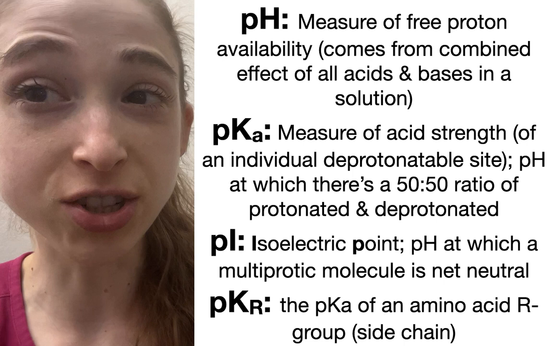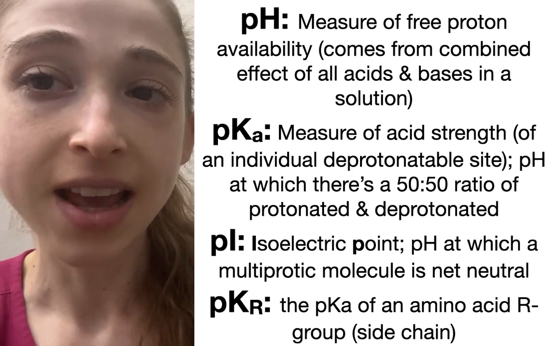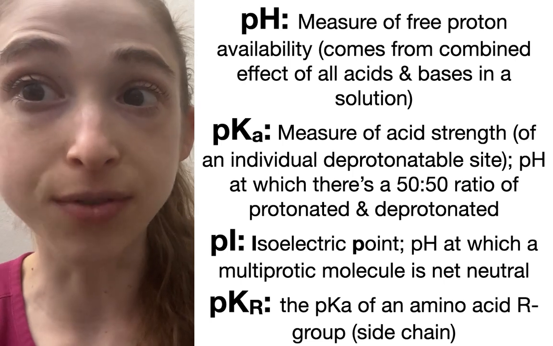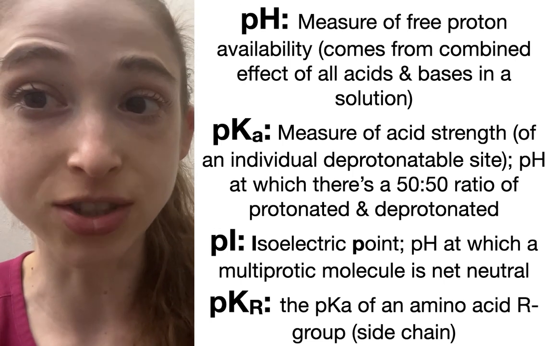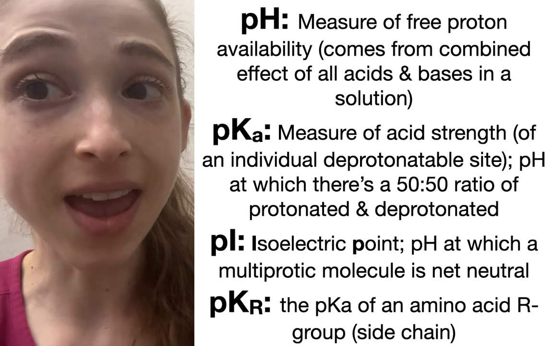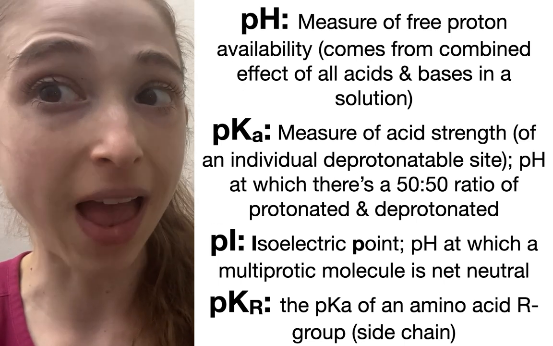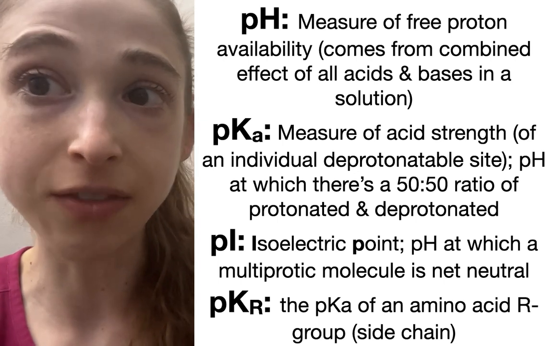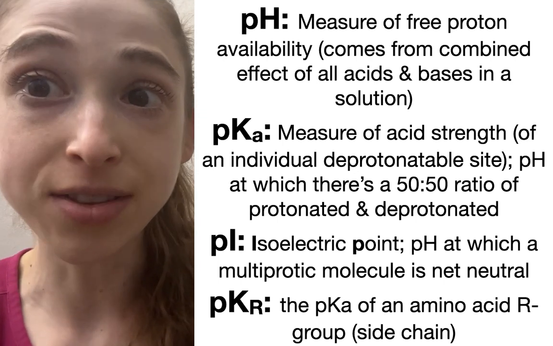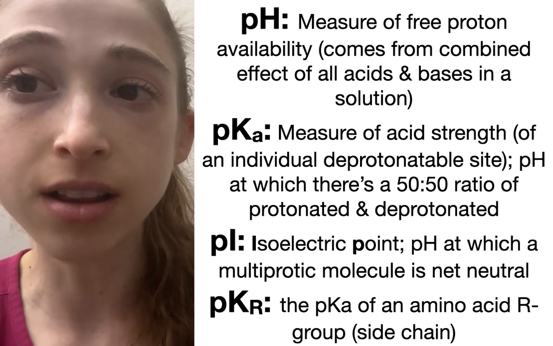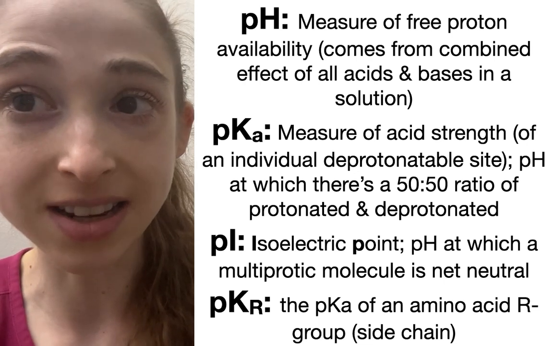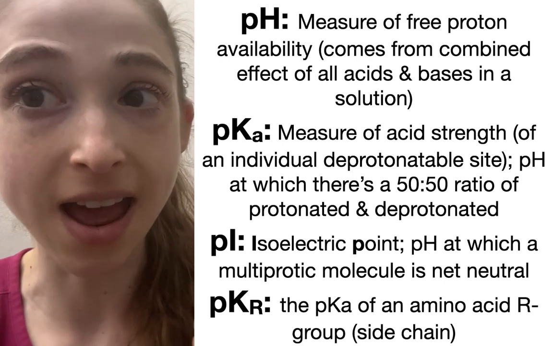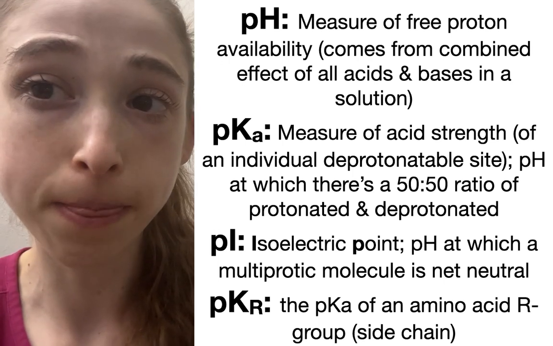The pH is a measure of free proton availability. It's a measure of the solution, and it's going to be the combined effects of all the acids and bases in the mixture. The pKa is the measure of an individual acid site's strength. So an individual deprotonation site will have a pKa. And the higher that value is, the weaker the acid; the lower it is, the stronger the acid. It represents the pH at which half of it is protonated and half of it is deprotonated.